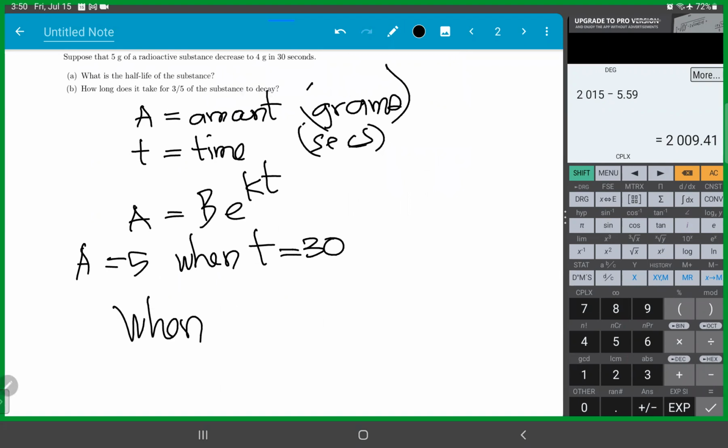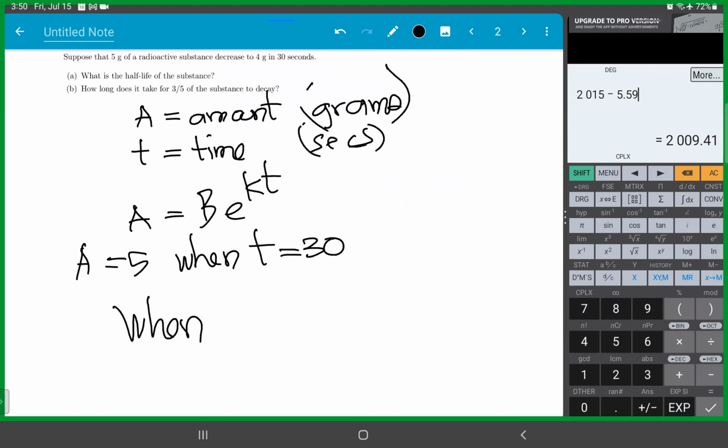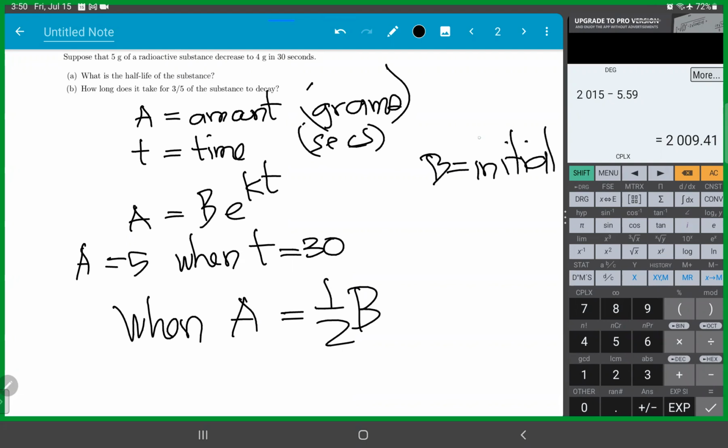Mas dapat inuna ko yata yung practice. Okay, hindi binigay yung mga amounts. Anyway. Kasi ang initial amount niya is B. That's when time is 0.